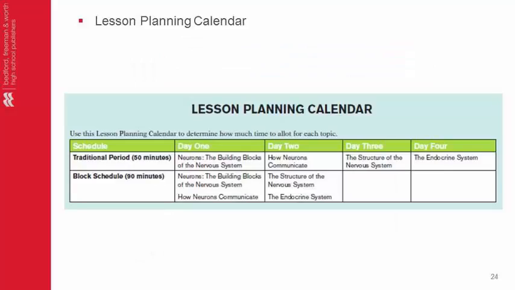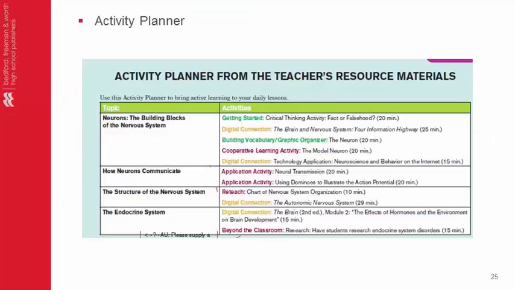The lesson planning calendar provides suggestions for pacing content for each module and helps teachers decide what to teach on a daily basis. The table also shows how lessons can be combined into longer sessions for those teaching on a block schedule. And the activity planner gives teachers at-a-glance information on which activities from the correlating teacher's resource materials can be used to accompany and enhance that module's lessons. These activities are sorted by topic and type of activity. The activity planner also includes an approximate length for each activity, making it easier for you to plan out your lesson according to your school's schedule.